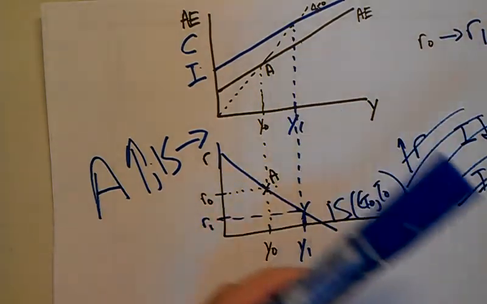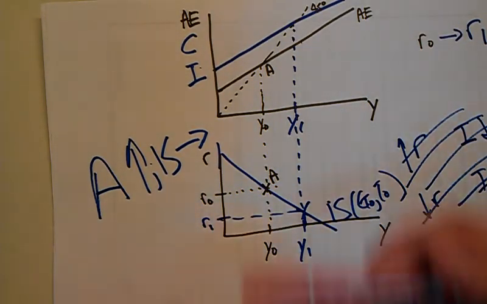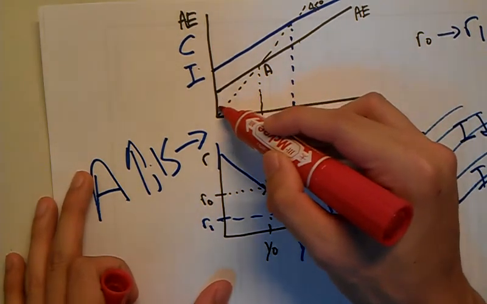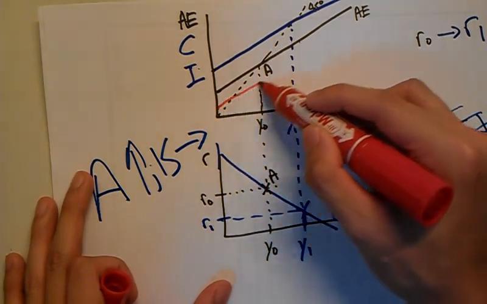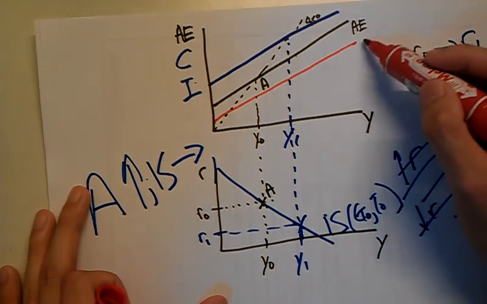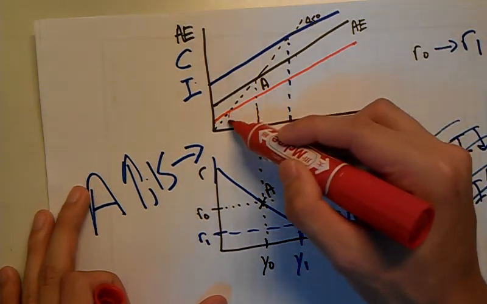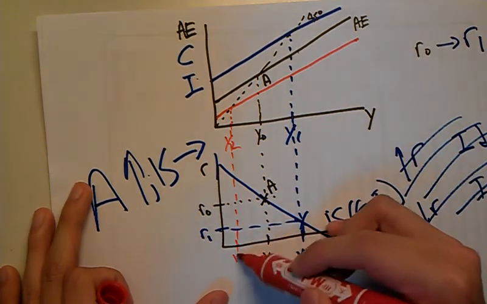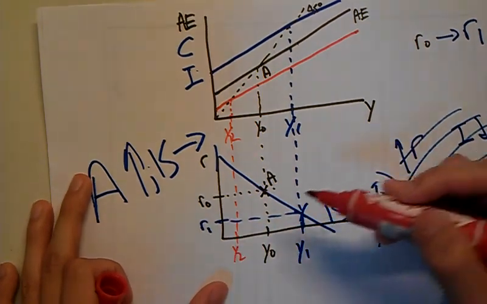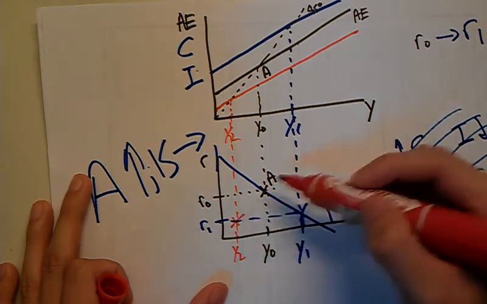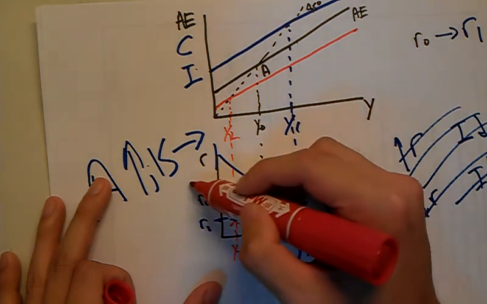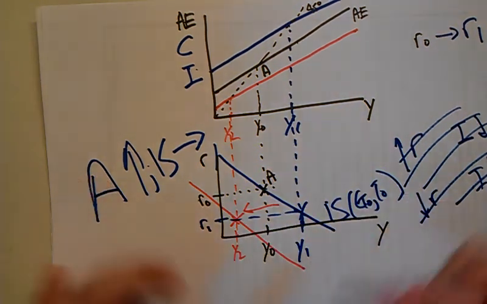Let's assume that AE has fallen. Aggregate expenditure has fallen, so I will go here. That's quite a drastic fall. This is a new AE. This is my new equilibrium, Y2. Has my interest rate changed? No, it's at R1. So what's going to happen is that my whole IS curve is going to shift to the left here. All the best.